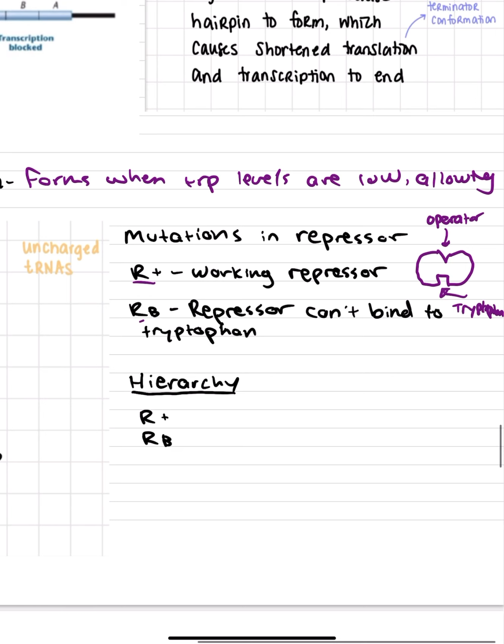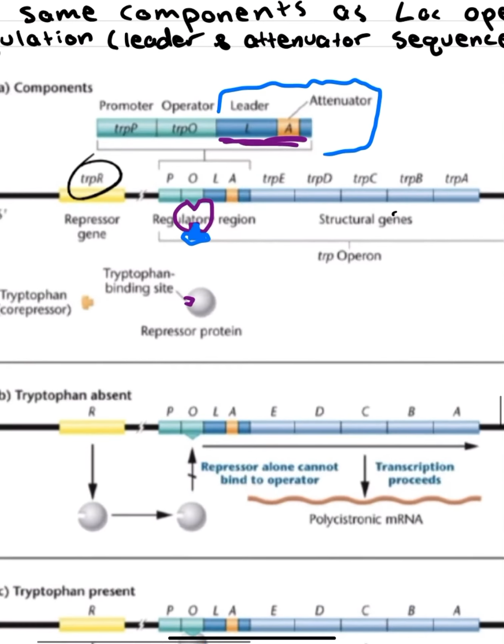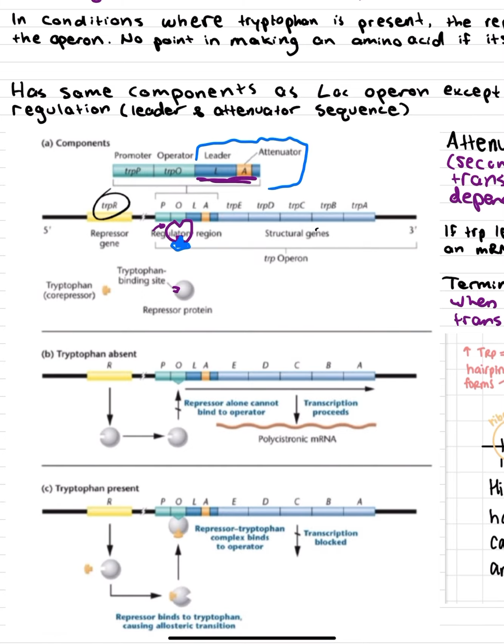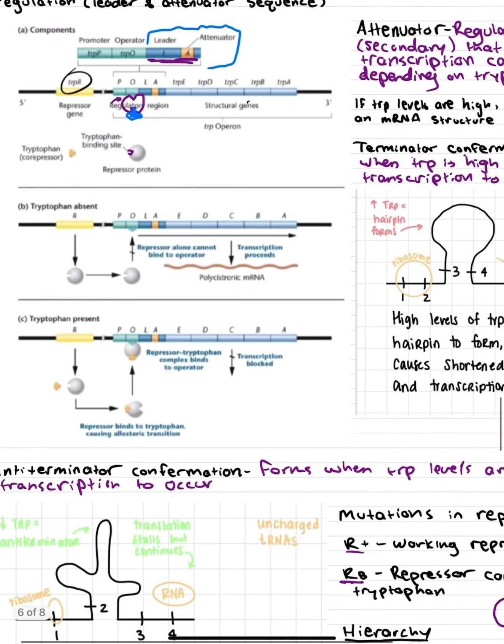If you have a mutation, RB, that will result in a repressor that cannot bind to tryptophan. So the repressor instead will look something like this. It can bind to the operator sequence, but it cannot bind to tryptophan. And that will result in continuous expression. Binding to tryptophan is what allows it to bind to the operator sequence. If it's unable to bind to tryptophan, it will not have the correct shape to bind to the operator sequence, so RNA polymerase will be able to transcribe the rest of the genes.